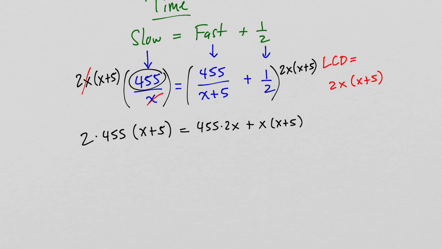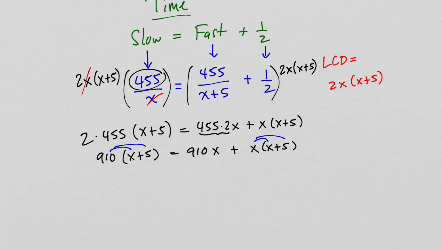Now let's go ahead and do the math here. 2 times 455 is 910 times x plus 5 equals, same thing here, 910 times x plus x times x plus 5. Now we'll distribute. This gives us 910 times x plus, what's 5 times 910? Well, 10 times 910 is 9,100. So if we divide that by 2, we're going to get 4,550. Then we have 910x on the other side, and then plus x squared plus 5x.